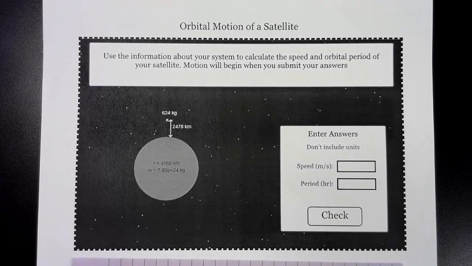And we're back. It's time to sort it out. We have orbital motion of a satellite. Here we have a satellite of known mass and known altitude above the planetary body. So we want to figure out what is going to be its orbital speed and its period in hours. So how long it takes to complete a revolution in hours.